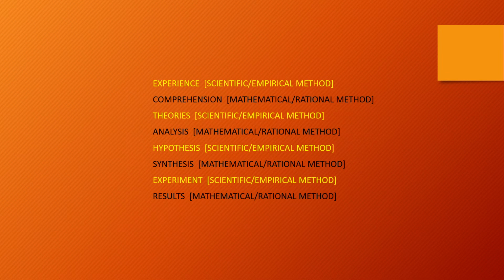So in this particular slide right here, family, I gave you the scientific method in yellow, and I gave you the mathematical method in yellow, and this actually is the order that we detect and process things with our senses in our mind. And like I was explaining in the previous slide, it goes from scientific method, experience, mathematical method, comprehension, scientific method, analysis, then back to mathematical method analysis, then back to scientific method hypothesis, then back to mathematical method for synthesis, back to the scientific method for experiment, and then back to the mathematical method for results. This is literally how the mind actually works, right?